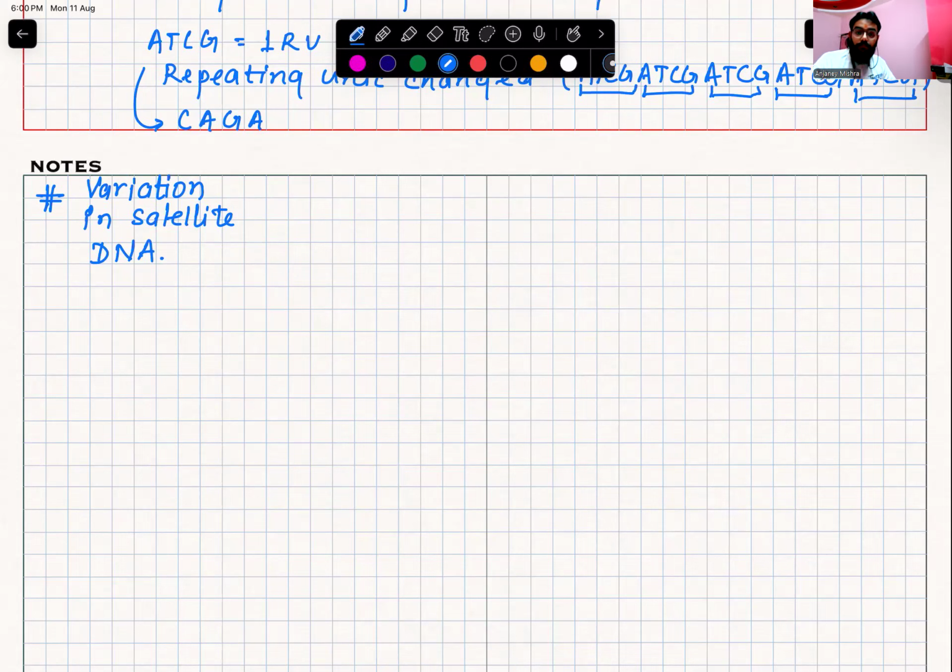But the satellite DNA within one person is the same, right? Within the same person, no, it can be different. Like the DNA in every chromosome, the combination can be different, but it will be the same for all the cells.